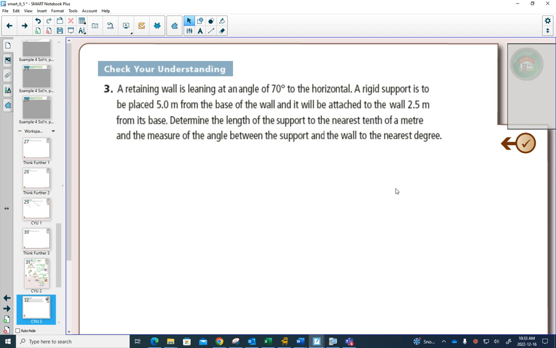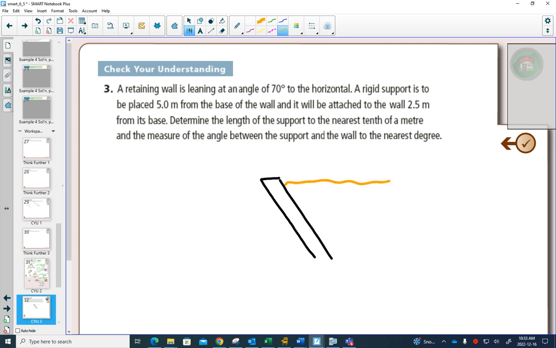Okay, how did you do? So we have, first of all, a retaining wall, which is a wall that usually holds up dirt or something to make it so that it doesn't fall down. So I'm going to draw my retaining wall, and it's already bent a little bit. So here is, as close as I have to the brown pen, I got grass up here. All right, so there is our retaining wall, and we are told that it is at an angle of 70 degrees to the horizontal.